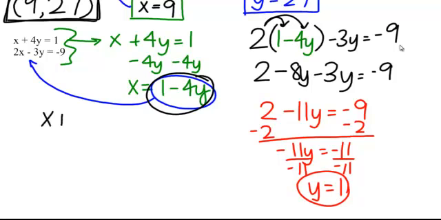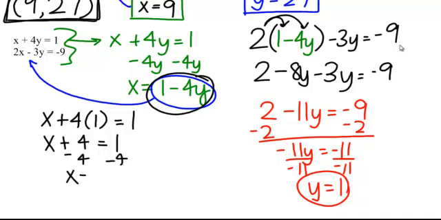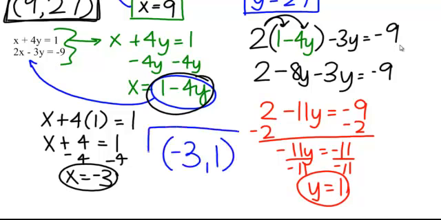So I have x plus 4 times y, which is 1, equals 1. So now I have x plus 4 equals 1. And then if I subtract 4 from both sides, I end up with x equals a negative 3. So now I have all the pieces that I need to make my answer. I have an x part and a y part. So we write it in point form, and we're done.